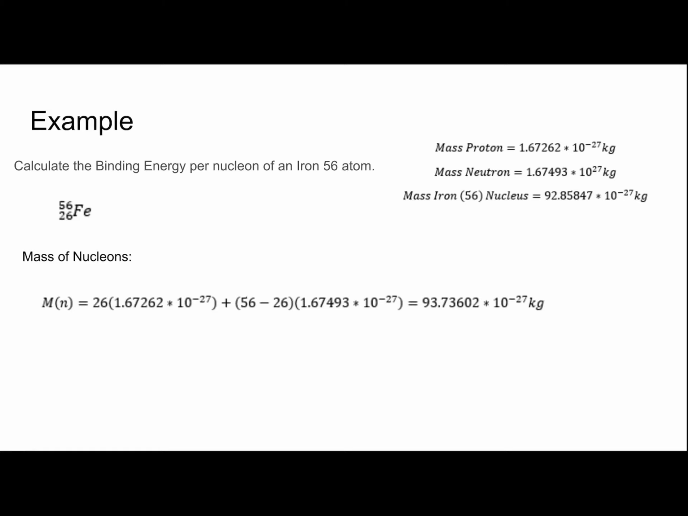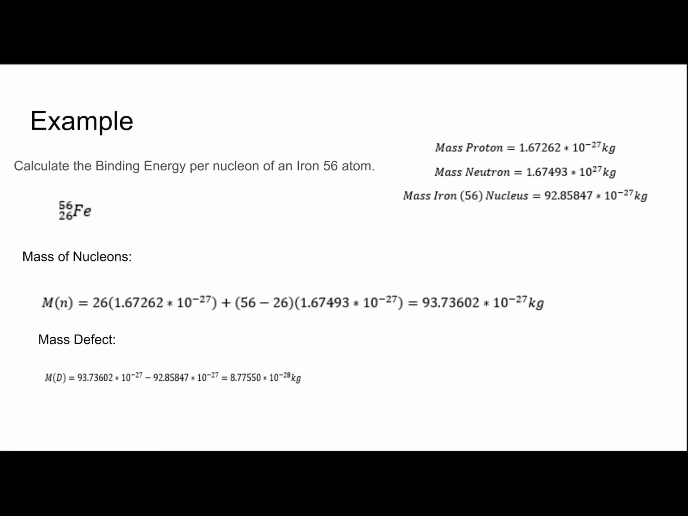Now we're going to find the difference between the mass of the nucleons and the mass of the iron nucleus. So therefore, the mass defect, we know, is actually equal to the difference in the mass, which is actually 8.77550 times 10 to the power of negative 28 kilograms.